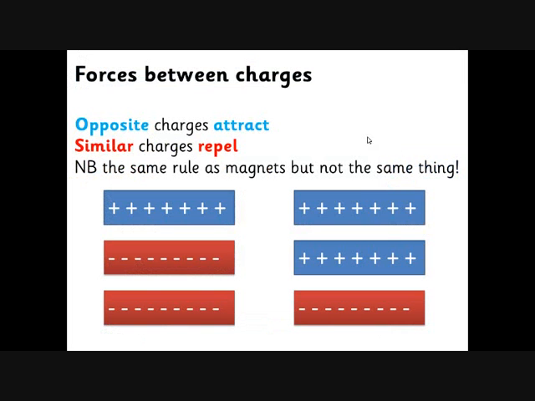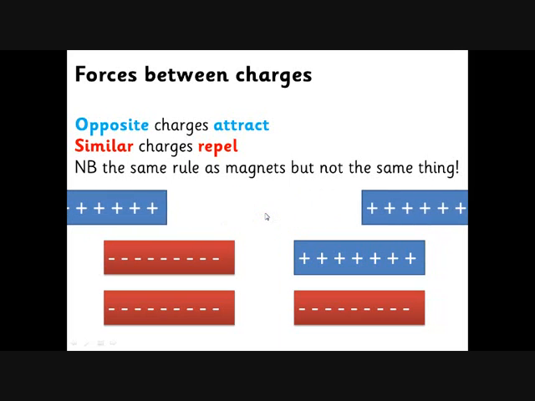Okay, the next bit's fairly straightforward, but does cause a bit of confusion sometimes. Opposite charges attract; similar charges, that's charges which are the same as each other, repel. People think they know this because they know about magnets already, but there's a bit of confusion. Here's two positively charged objects. If I put them together, they're going to repel.